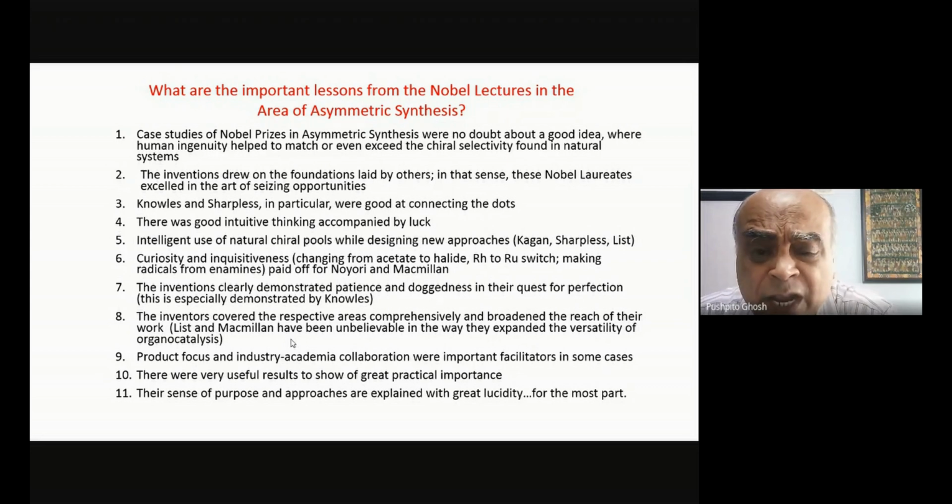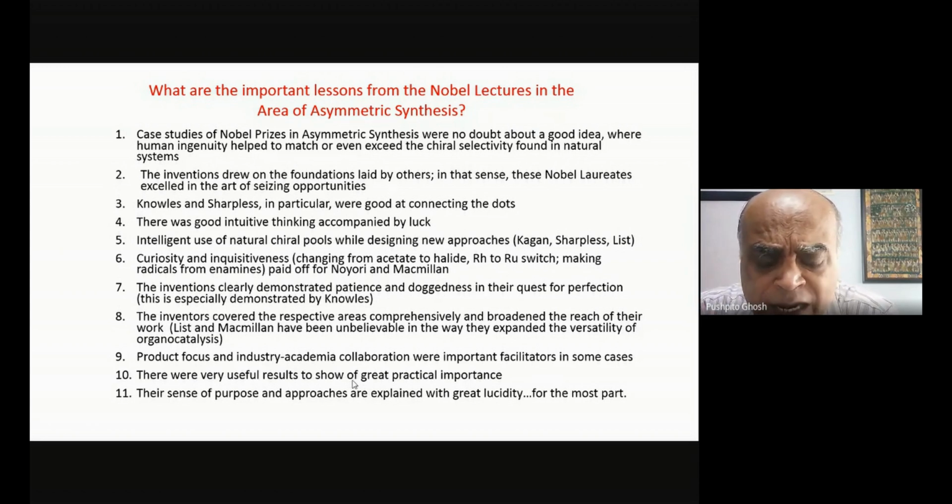We've learned from someone like Knowles what doggedness in going from something like a 1% enantiomeric excess to almost 100% can achieve, and this is again very interesting. Many of these people had excellent industry-academia collaborations, so I'm sure a lot of the focus of their work, especially Knowles with his L-DOPA, would have spurred him on, that there is a clear sense of purpose behind his work. It was extremely important.